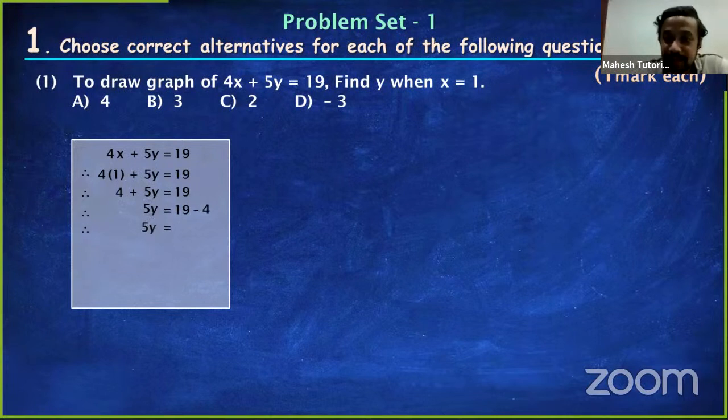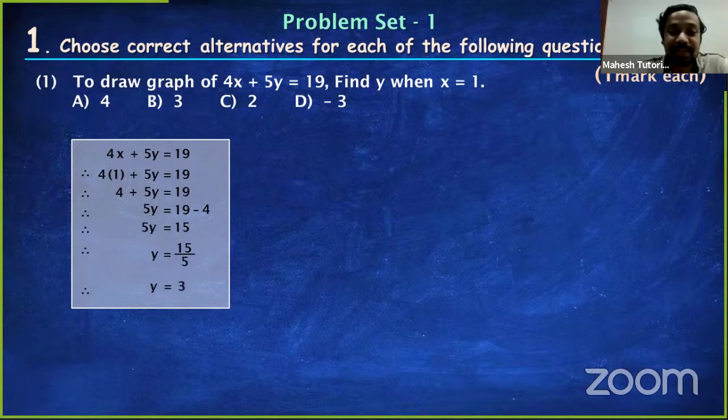Keeping 5y as it is, 19 minus 4 will give us how much, students? Very good. It will give us 15. So therefore, y would be equal to 15 upon 5. 5 ones are, 5 kitne are? 3s are 15. So in that case, we get the value of y as 3.